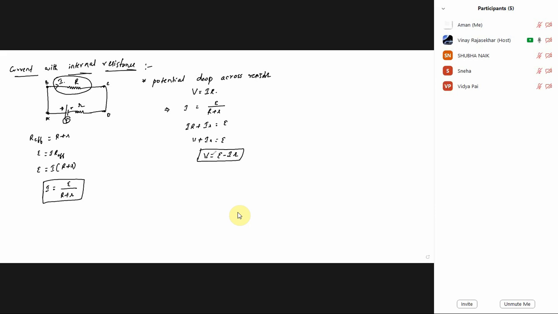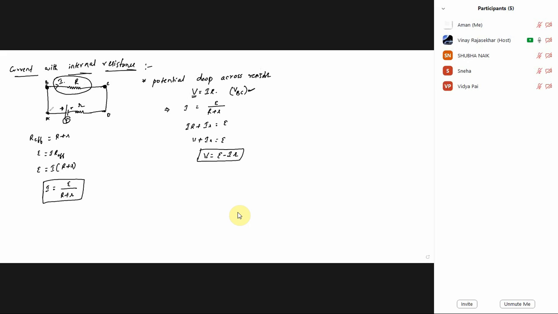Are you clear? Now tell me, what is V? V is nothing but the potential drop across the resistor. So the potential drop across the resistor is nothing but VBC, because the potential drop across the resistor is nothing but the potential drop between these two points. So that is taken as VBC. Did you understand this point or not?